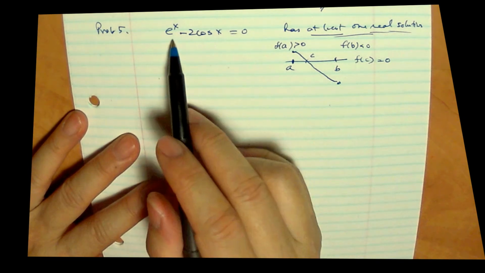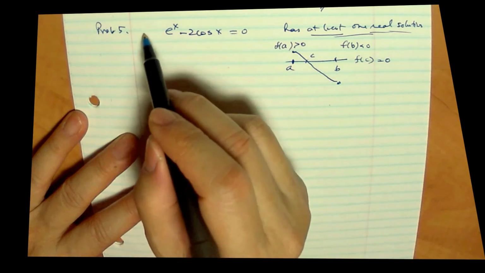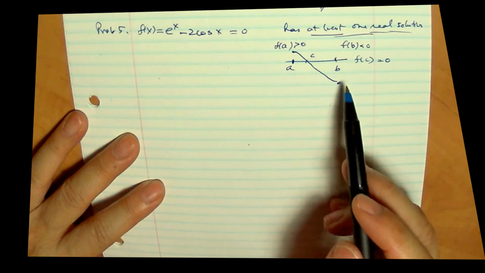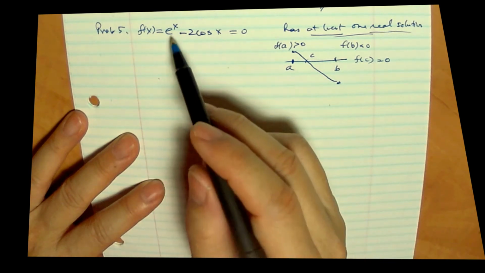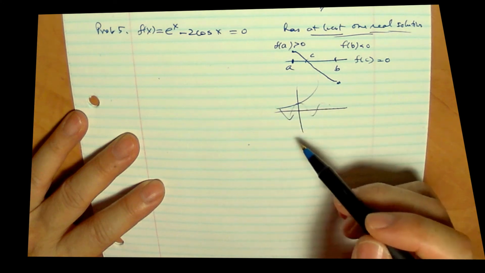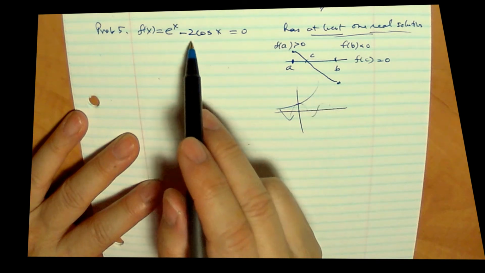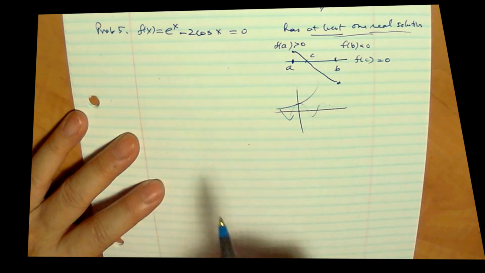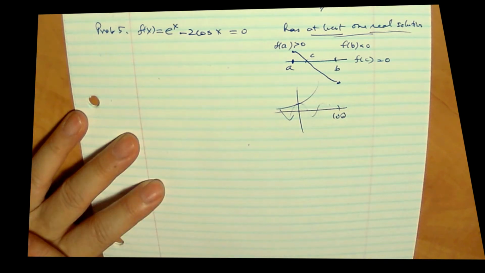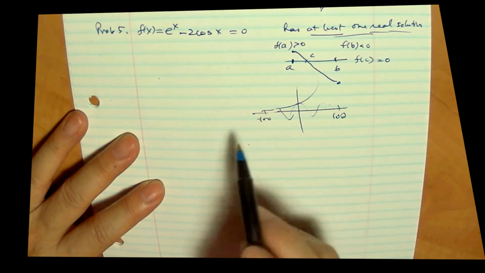So what we need to do is find a number a where this function, let's call it f of x, is positive, and another number b where f of b is negative. Well, we know that e to the x is an exponential function, and cosine is a wave. If x is quite large, e to the x is bound to be bigger than 2 cosine x. So if I pick something like 100, I'm sure that e to the x is larger than 2 cosine x, therefore positive. Whereas if I pick negative 100, e to negative 100 is a very small number.